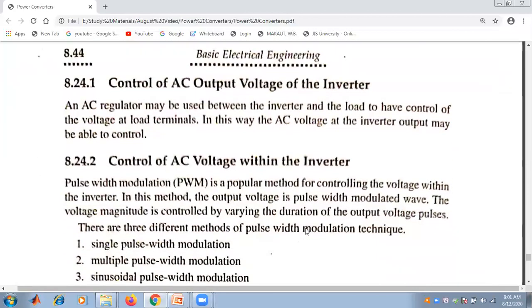For the control of AC output voltage of the inverter, an AC regulator may be used between the inverter and the load to have control of the voltage at the load terminals. In this way, the AC voltage at the inverter output can be controlled.